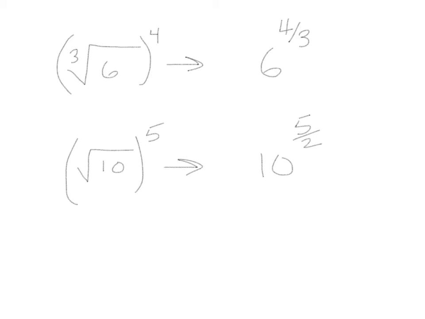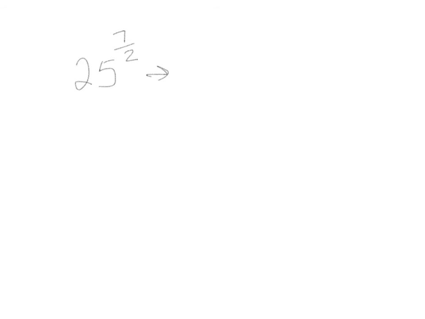Now let's talk about how to simplify. I've got one example for you, 25 to the 7/2 power. The first thing that we would like to do is to change this into radical form. So what we want to do is we want to put down a radical sign. Our base is going to be the radicand, 25. The bottom number is 2, so we are actually finding the square root of that number. Our 7 becomes our power.